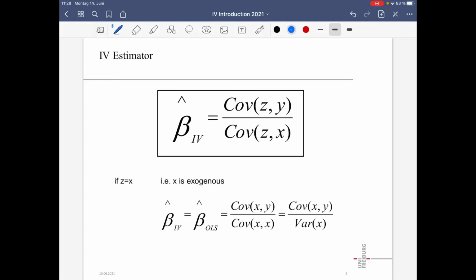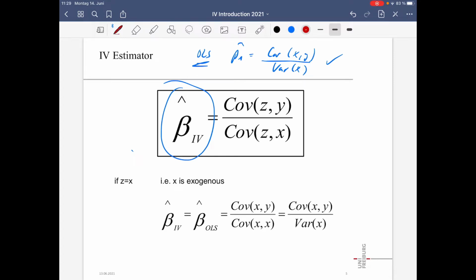That's how the IV estimator looks, right? The beta hat IV. So you remember, for OLS, beta 1 hat is covariance xy over variance x. Okay? That's the OLS estimator. Now let's have a look here.